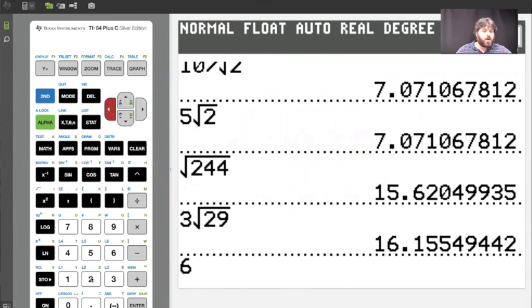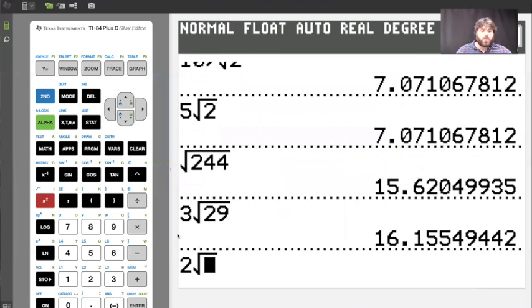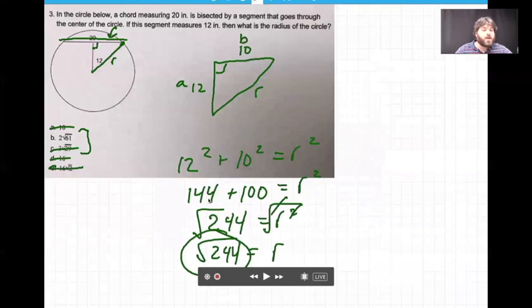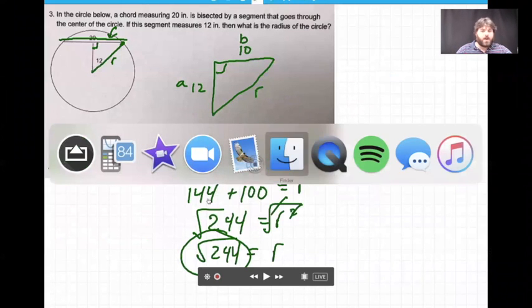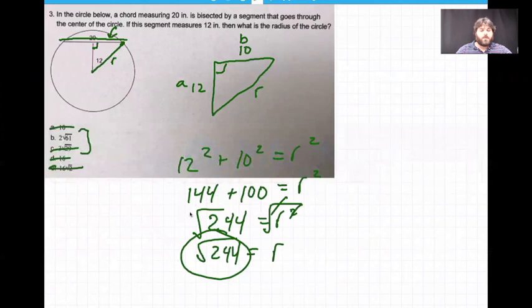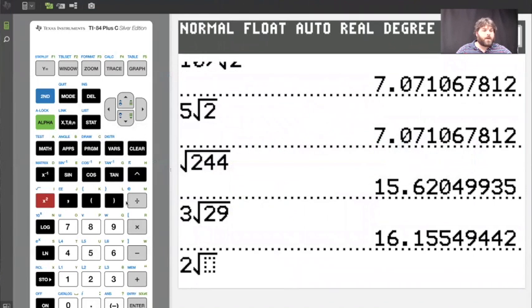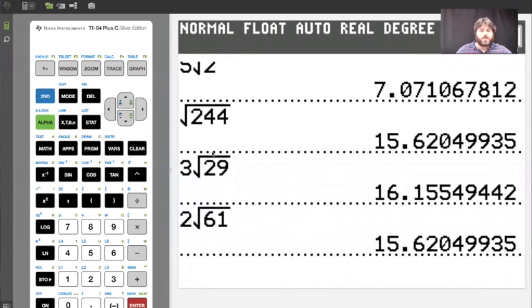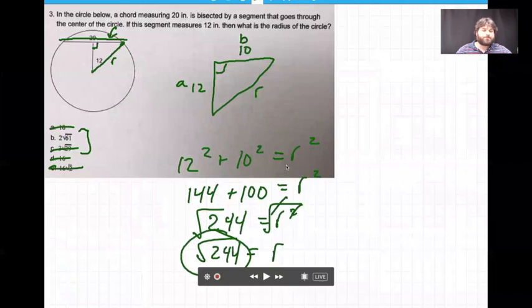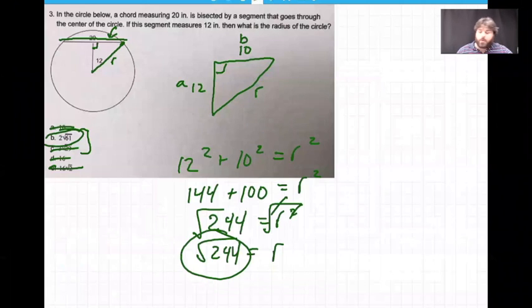2 square roots of 21. 2 square roots, that's not at all what it says, sorry. 2 square roots of 61. There we go. 2 square roots of 61. Sorry, I'm having trouble there. 2 square roots of 61 gives me 15.62. Exactly what I had up here, so that means it has to be my answer choice, B. Now, if you didn't want to go through all that trouble, you could just reduce the 244. You break it down.